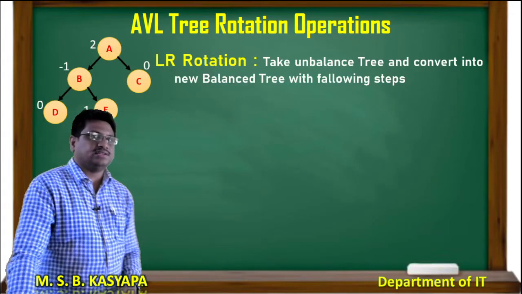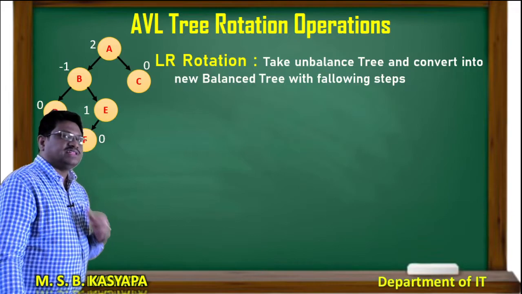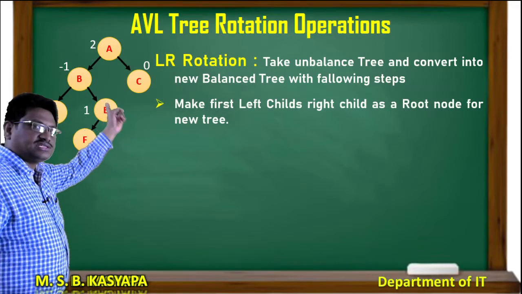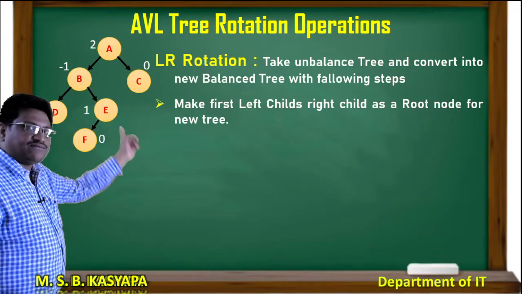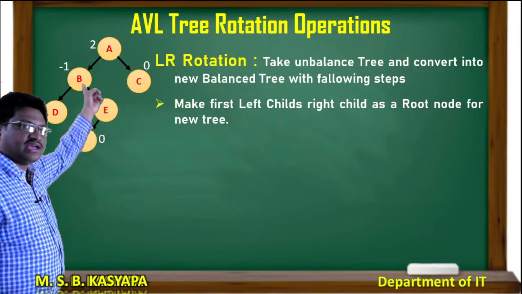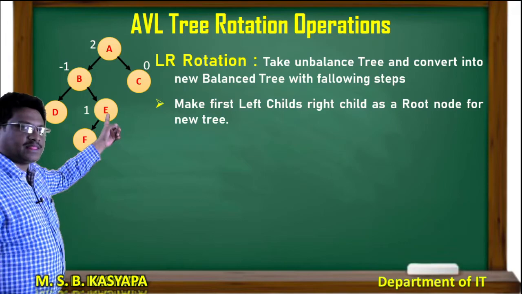If it happened like this, what do I have to do? In the previous one, I took the first left child as the root, but in this one I have to take the first right child of this left subtree as the root node. So that means E. Okay.